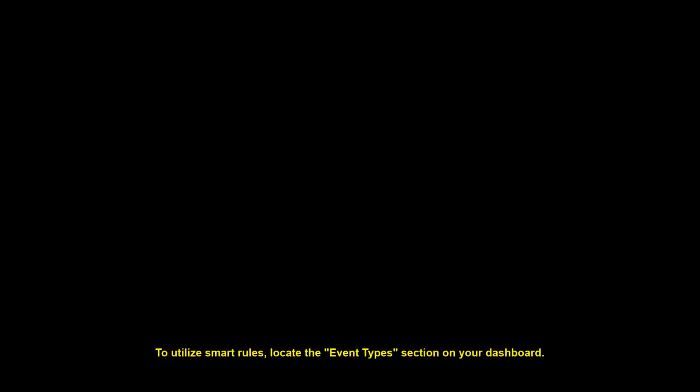To utilize smart rules, locate the event types section on your dashboard. Click on the event type you'd like to configure. Scroll down to find the Smart Booking Rules section. Here, you can adjust settings such as availability and buffer times. This allows you to ensure that appointments are scheduled efficiently.